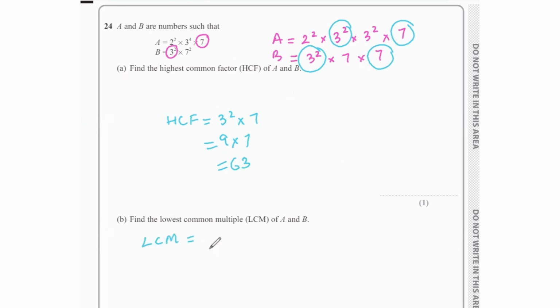So for the lowest common multiple, what we would do is, that's going to be 2 squared times 3 to the power of 4 times 7 squared. This would be your lowest common multiple. So when you multiply these, what we get is 4 times 81 times 49, and that's going to give us 15,876. That is your lowest common multiple of A and B.